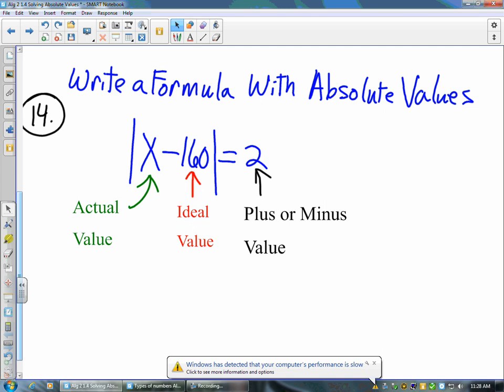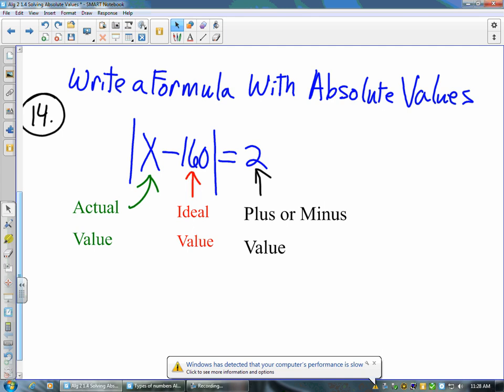The x in your variable will be the actual value, because that's what's going to change. You're going to minus your ideal value. What do you really want it to be? And then put that inside absolute values. And remember, the actual value is going to be pretty close to your ideal value. And that's going to equal the value that you can have plus or minus up and down. So if they say the oven goes up and down 2 degrees, then you want it to equal 2 degrees.